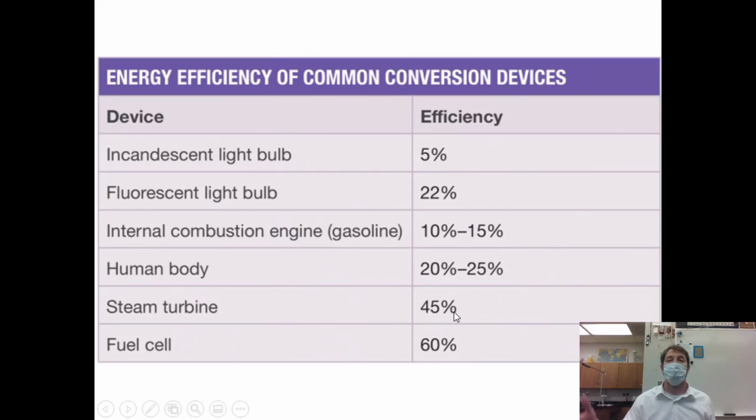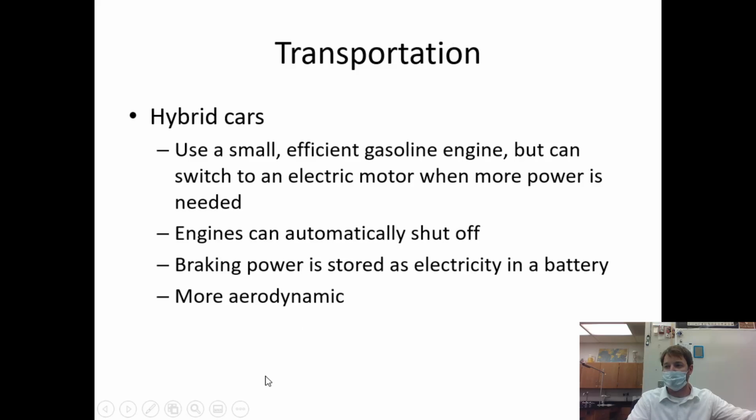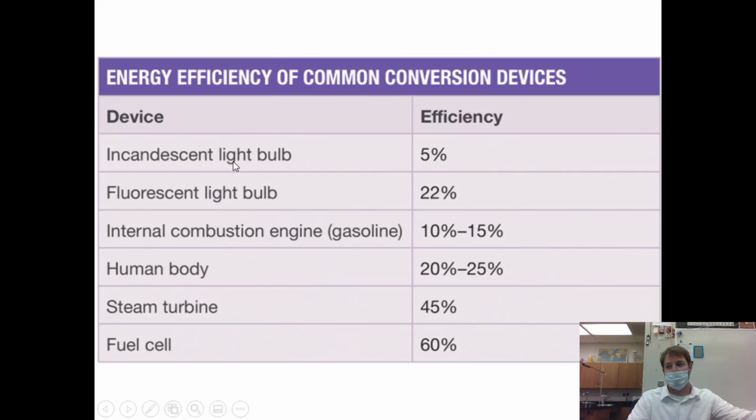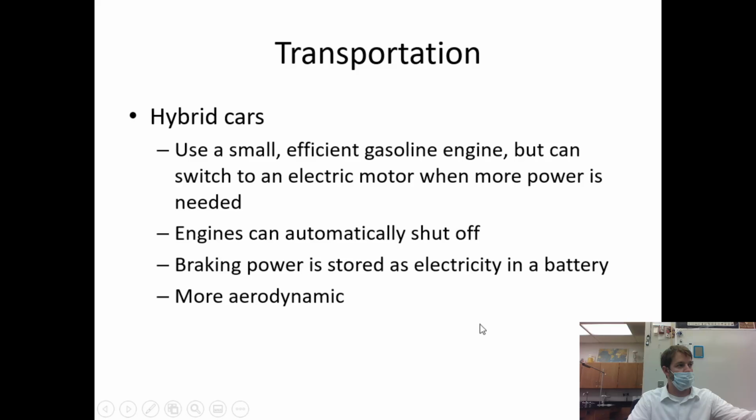Solar energy is even more inefficient. Fuel cells, one of the highest efficiencies we have, are only 60% efficient. We have extreme amounts of energy loss due to heat for all of our energy conversion devices. We're trying to develop technologies to try to ramp up these numbers.